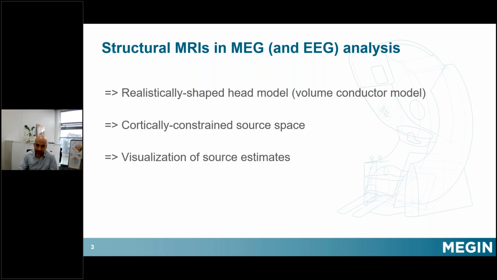From this anatomical information, we can get primarily three things that are listed here. First of all, we can get a realistically shaped head model, the volume conductor model that tells us how the conductivity is distributed in the head, because that will affect our measurements, both MEG, but particularly EEG. Then we can also use the MRI-derived information to constrain our source space to be on the cortex or within the cranial volume. And the third use case is to visualize the source estimates that we have obtained so that we have an anatomical frame of reference to show them.